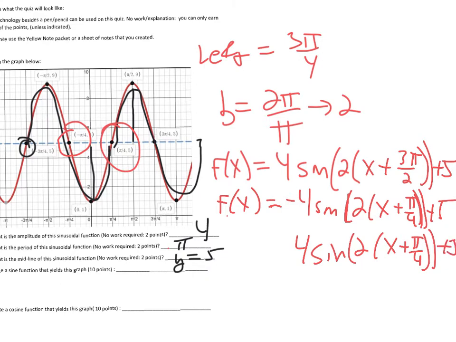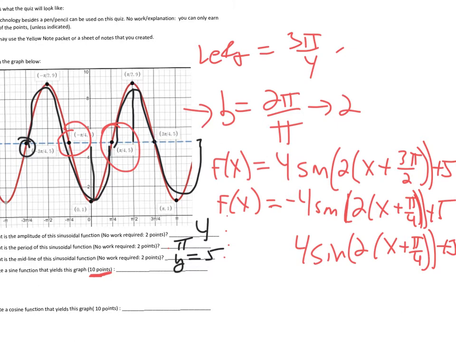Any of these 3 work. They're all the same. There's even more possibilities, but you need something like this. Show me about this level of work in order to get those full 10 points, okay? Because you've done a little bit of the work already up here by identifying these. I want to see the B calculation. How do you get B out of the period? And then the left-right shift, identify that.